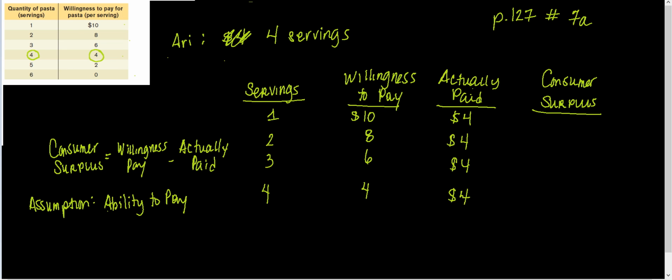So consumer surplus is willingness to pay, which in the first serving was $10 minus 4, so we have 6. 8 minus 4 is 4, 6 minus 4 is 2, and 4 minus 4 is 0. And so we see that we have a total consumer surplus for Ari of $12. He got 4 bowls of pasta at $4 a bowl, and for the price that he paid, he would have been willing to pay $12 more for that amount.